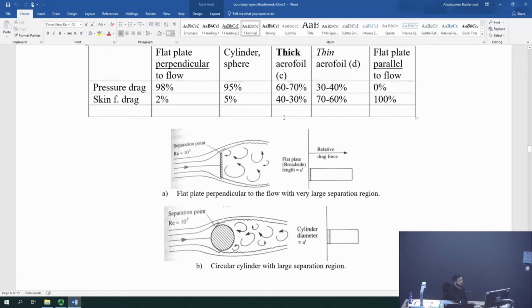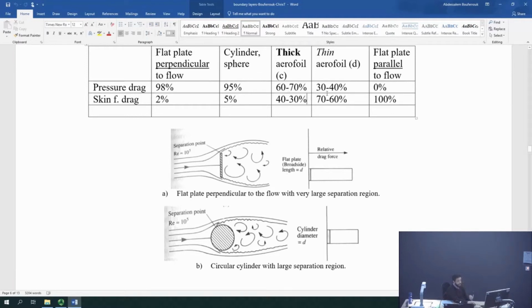So in that case, if you think about it, it's a thick airfoil, it's kind of a bluff body, but it's not as bad as a cylinder. So we would expect the pressure drag to stay quite high as a fraction of the total drag, but definitely not as bad as a circular cylinder. With thick airfoils, you get a lot of pressure drag because most likely you will have a lot of flow separation.